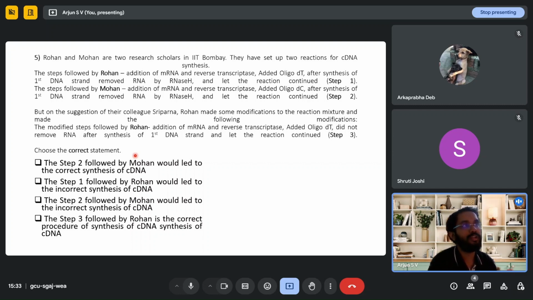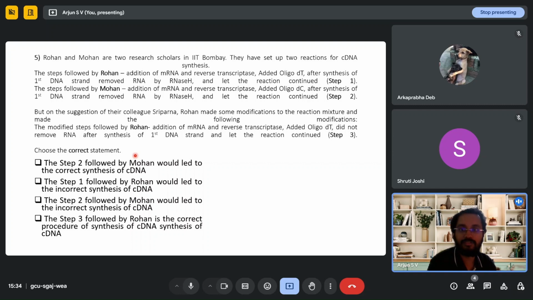Rohan and Mohan are two research scholars in IIT Bombay. They have set up two reactions for cDNA synthesis. The steps followed by Rohan are addition of RNAs, reverse transcriptase, oligo DTs, after synthesis of the first DNA strand, removal of RNA, and the reaction is continued. Mohan has done the same thing, but instead of oligo DTs, he has added oligo DCs.